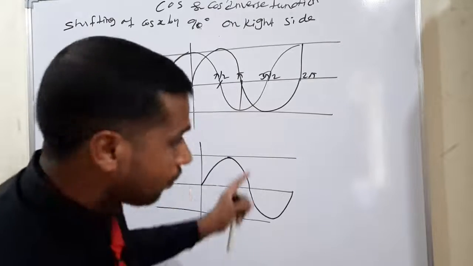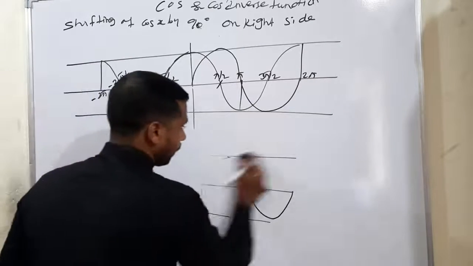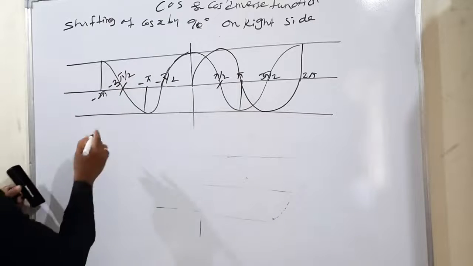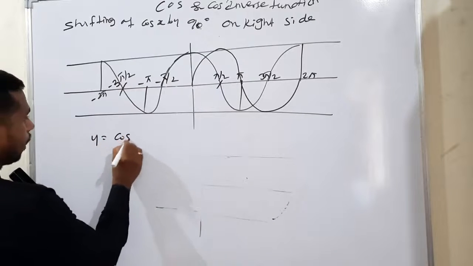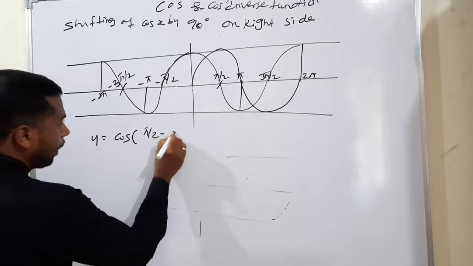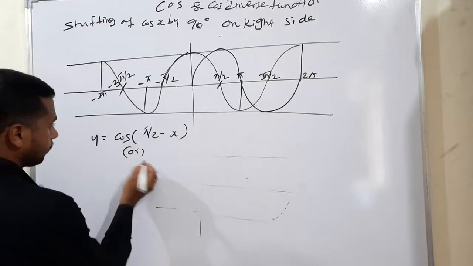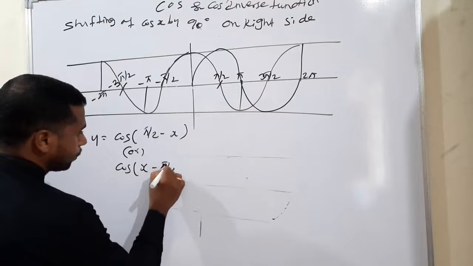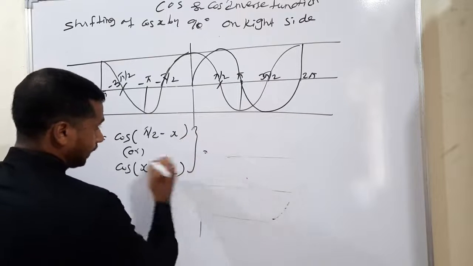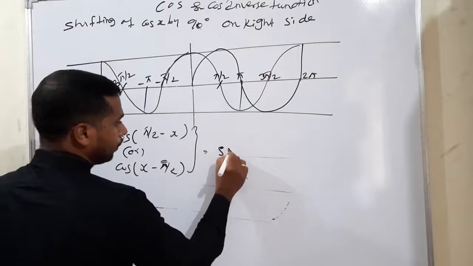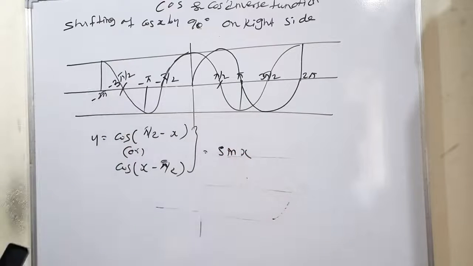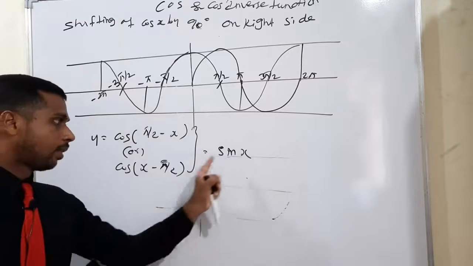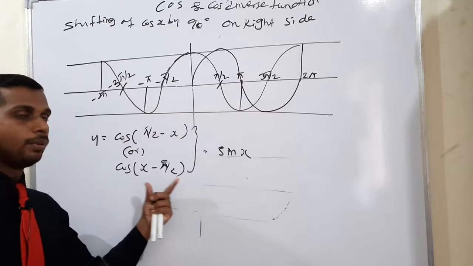This is one of the important conditions. Therefore we can write y is equal to cos of pi by 2 minus x, or cos of x minus pi by 2. Its whole term is equal to sin x, because of shifting cos x by 90 degrees on the right side. This is called the sin x graph. This is one of the important points.